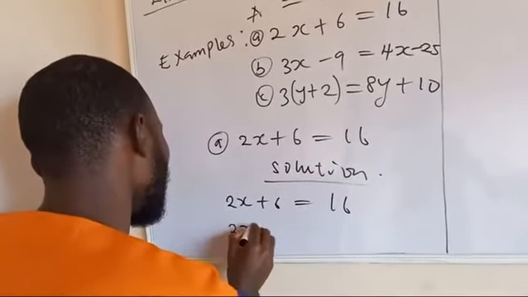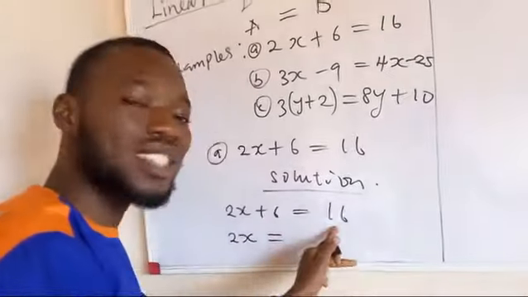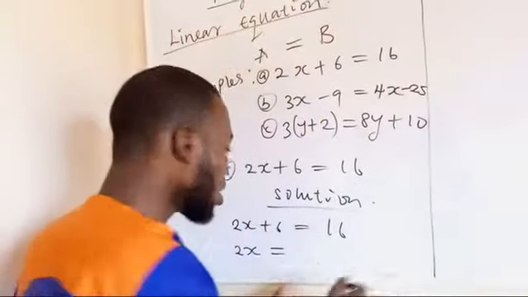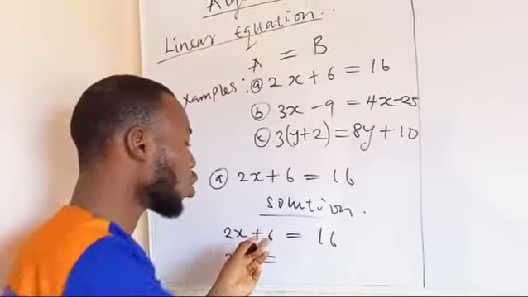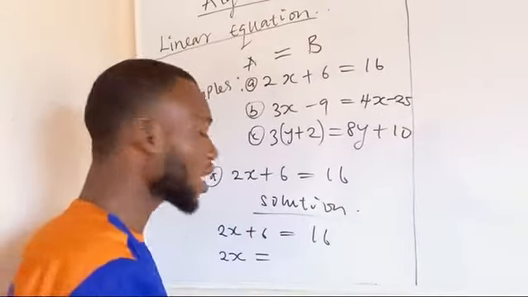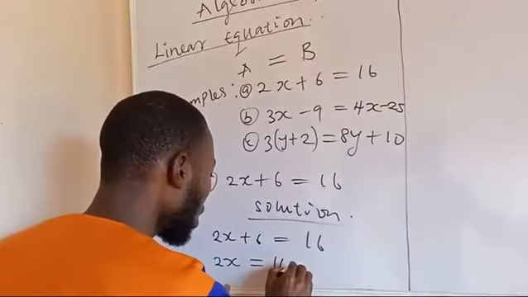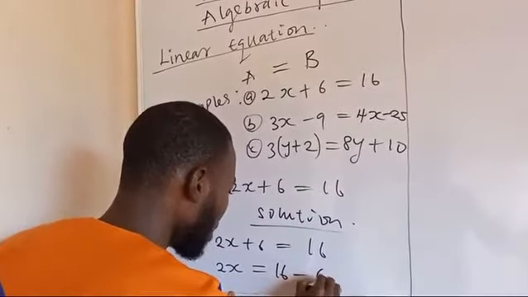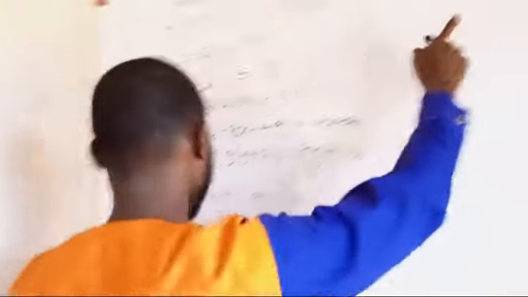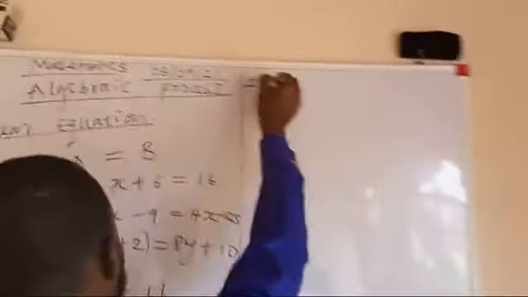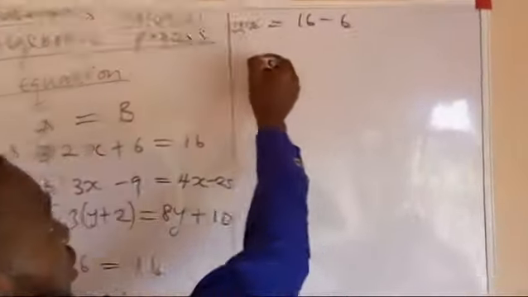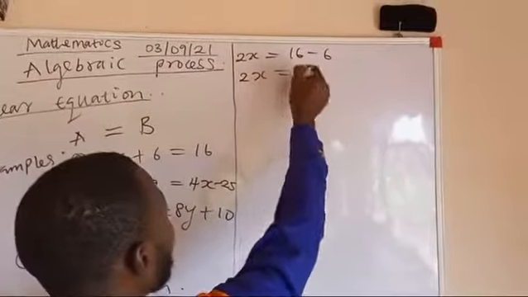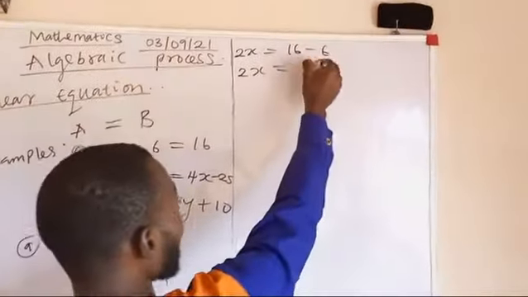So 2x will now be equal to 16 and 6 will cross over to meet it. Remember the sign here is positive. That means once it's crossing the sign of equality, you change to negative. We have 16 minus 6. So 2x is now equals to 16 minus 6. 16 minus 6 will give us 10.